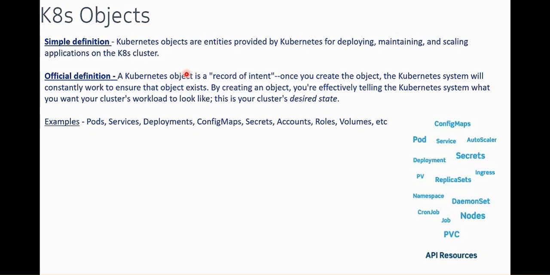If you want to see how many types of objects exist in Kubernetes, this is the command to see that: kubectl api-resources. We will see the output in our cluster.